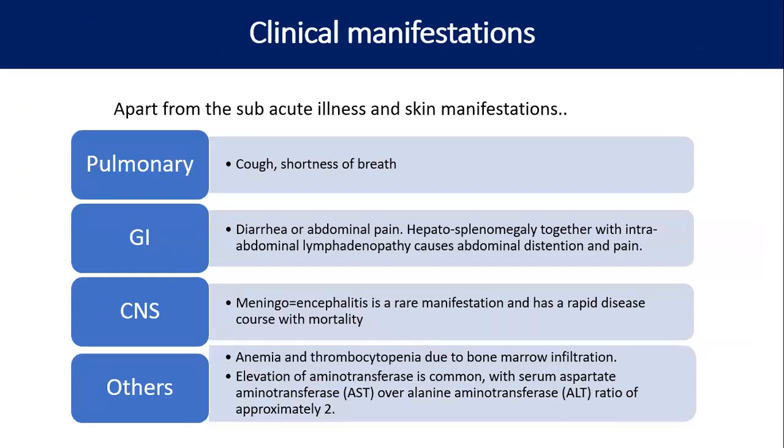So clinical manifestation: the chest symptoms would be cough, shortness of breath. GI symptoms would be diarrhea, abdominal pain, hepatosplenomegaly with intra-abdominal lymphadenopathy causing abdominal distension and pain. Central nervous system involvement gives rise to meningoencephalitis and is a rare manifestation with a rapid disease course and high mortality. Others like anemia, thrombocytopenia due to bone marrow infiltration, and elevation of aminotransferases are common, with serum AST over ALT ratio approximately 2.